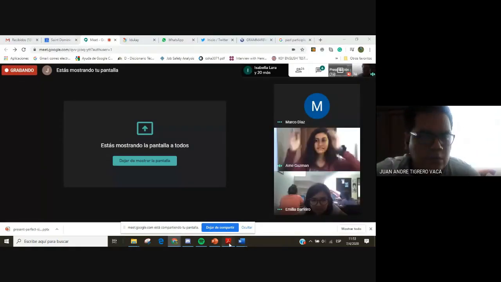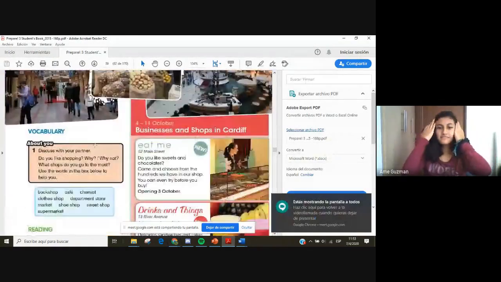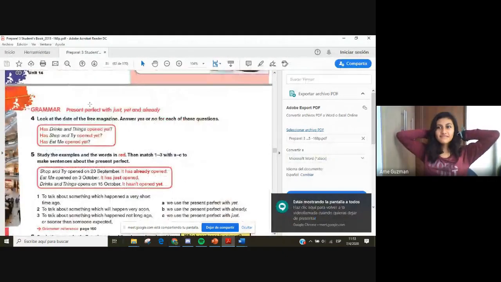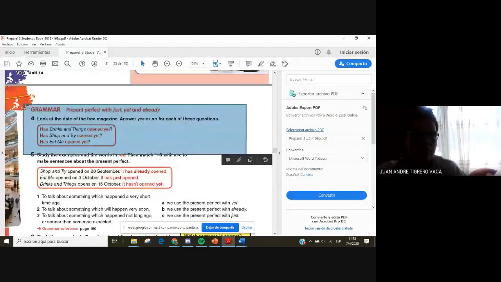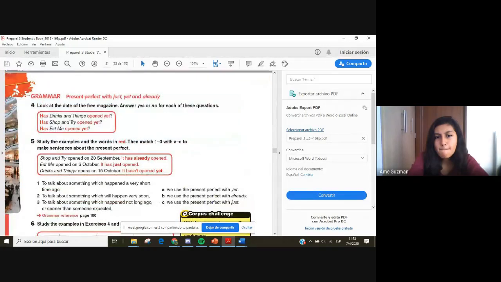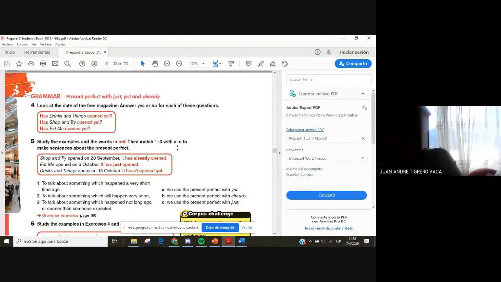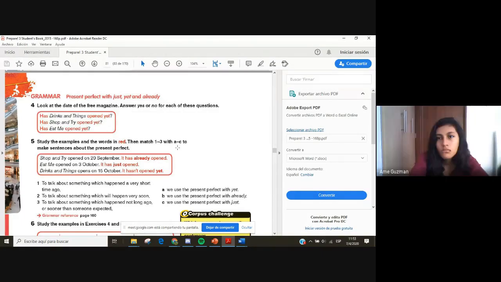Okay. Let me see your student book. One second. No, it's not here. Oh, it's over here on page 81. You can see the use of "just," "yet," and "already." Okay. So, who knows the meaning of those words in Spanish? Just, yet, and already.